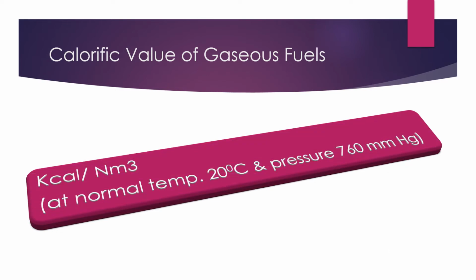Calorific value or heat content of gaseous fuel is expressed in kilocalorie per normal meter cube. Normal temperature and pressure refers to 20 degrees centigrade temperature and 1 atmospheric pressure, that is 760 millimeter of mercury column. Normal temperature and pressure are also called standard temperature and pressure.